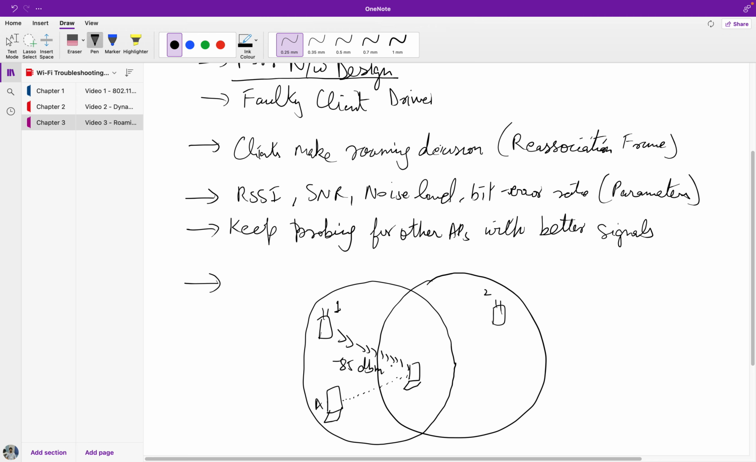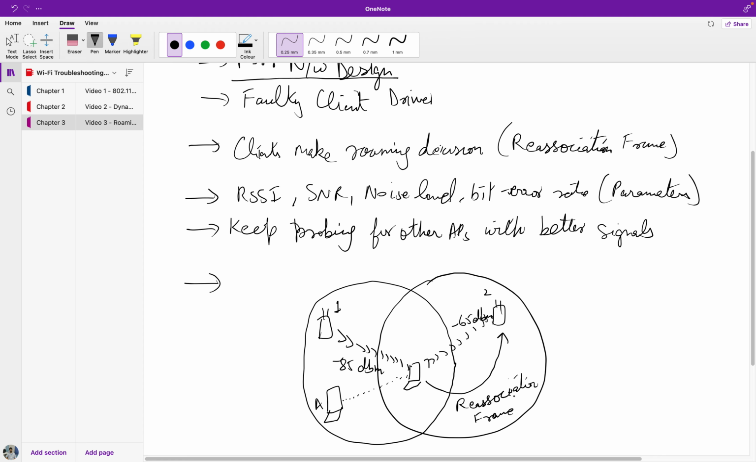Okay, this is when it starts to see the access point which is close by at minus 65 dBm. That is when this client will send a reassociation frame and initiates the roaming process, or initiates the roaming procedure. That's how the roaming procedure starts.